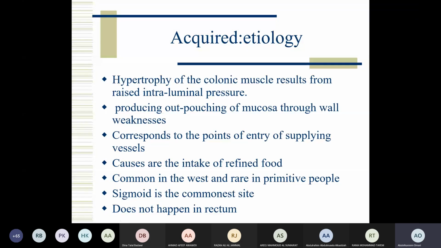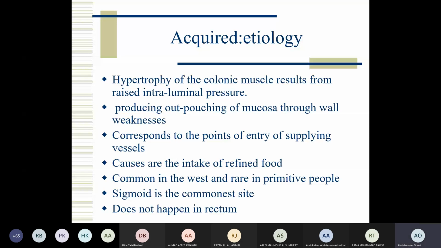Now what causes this disease? As we said, chronic constipation increases the pressure inside the colon, resulting in hypertrophy of the colonic muscle. Hypertrophy of the colonic muscle results from the raised intraluminal pressure. This is the pathology, remember it guys. So it produces outpouching of mucosa through wall weaknesses corresponding to the points of entry of supplying vessels. Causes are the intake of refined food.